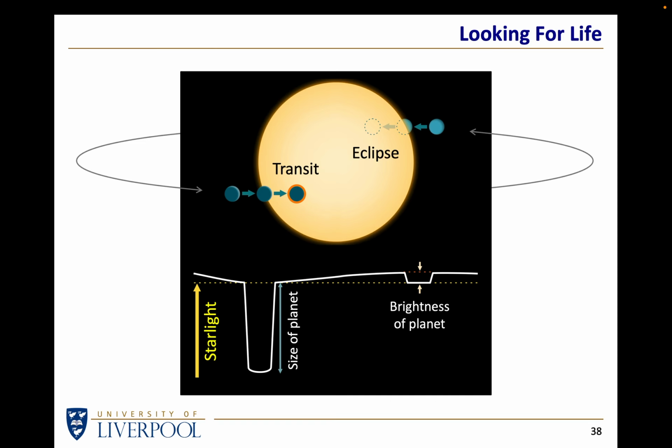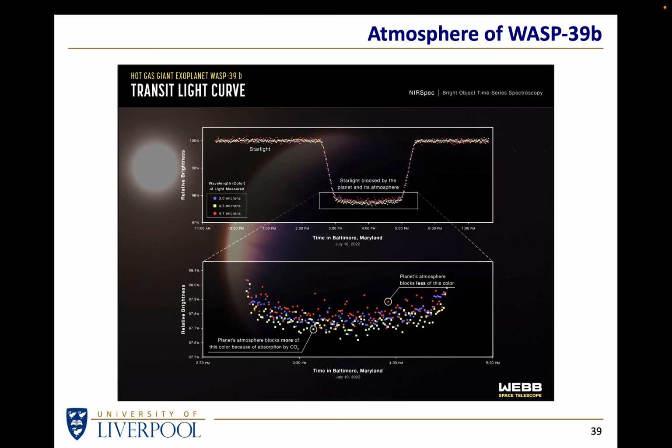It'll basically block more of the light from the star, because some of the light will be absorbed by the atmosphere. So what that means in practice is, if you look, again, this is actual data from the James Webb Space Telescope, if you look at the drop-in starlight and look in detail at how deep the dip is, you'll find that the red dots corresponding to one wavelength are a little different, not quite as deep, as the blue dots at a different wavelength, or the yellow dots at a different wavelength.